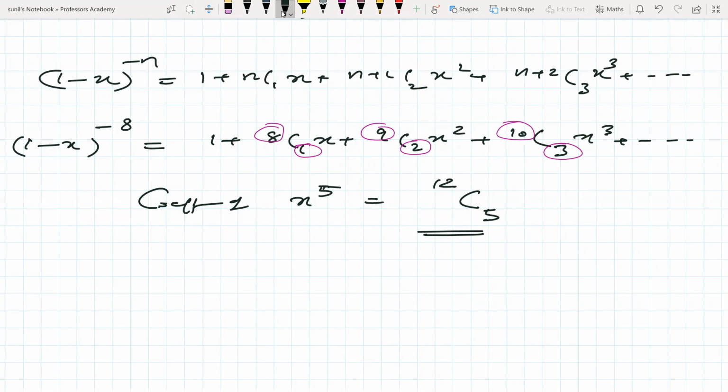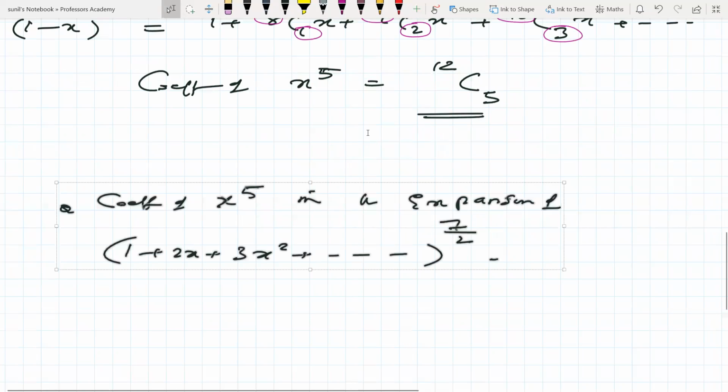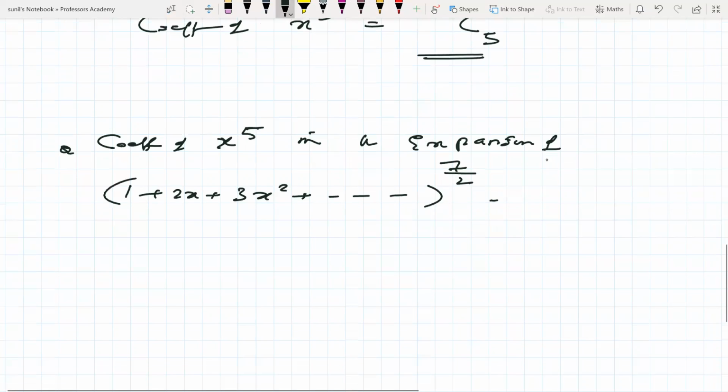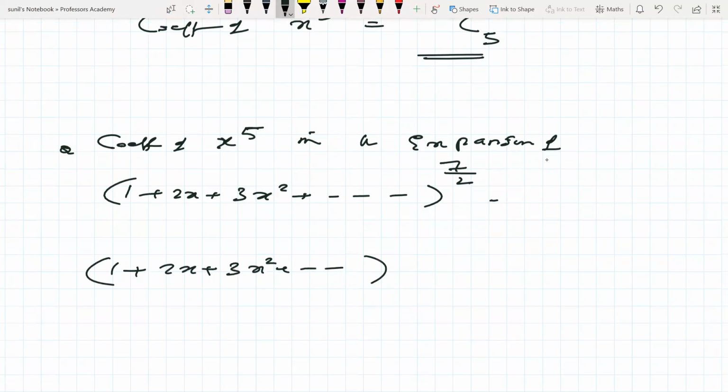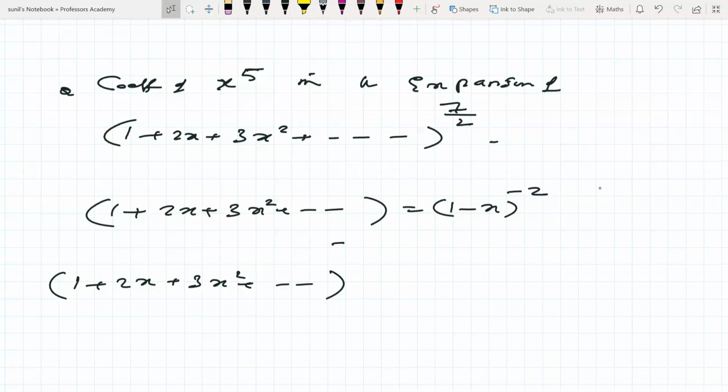So let me explain with one more example. Therefore, we are going to find out the coefficient of x power 5 in the expansion of this. So here we know that this 1 plus 2x plus 3x square up to infinity, this we can write as 1 minus x power minus 2.